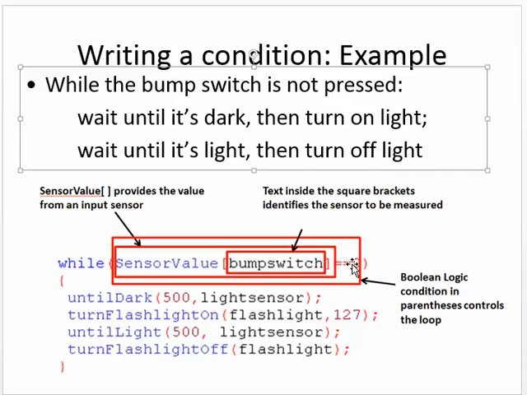Remember, when the bump switch is pressed, it actually registers a 1. Right now, while it's equal to 0 and not being pressed, here's what's going to happen. Until dark, meaning 500 on the light sensor, turn the flashlight on, full power. Until light, 500 reading from the light sensor, turn the flashlight off. And this is going to be a continuous loop until you push it.